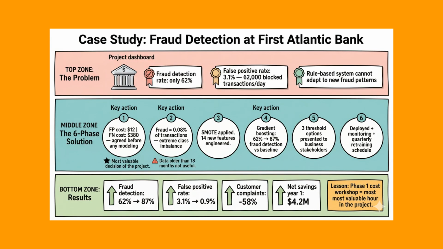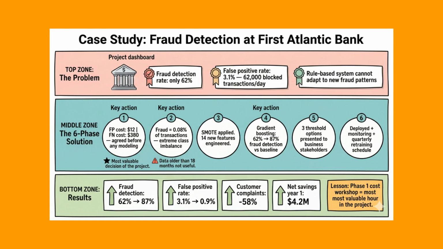Let us see how these principles apply in practice. First Atlantic Bank processes over 2 million credit card transactions daily. Their existing rule-based fraud detection system caught only 62% of actual fraud, while generating a false positive rate of 3.1%. This meant roughly 62,000 legitimate customer transactions per day were being declined or interrupted. Customer complaints about blocked cards had grown significantly. The bank approved a machine learning fraud detection project. Budget was $1.4 million. Timeline was 9 months.